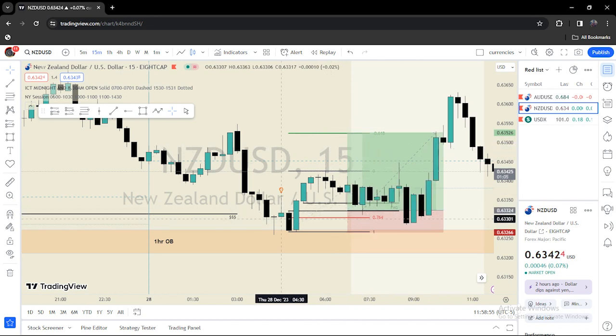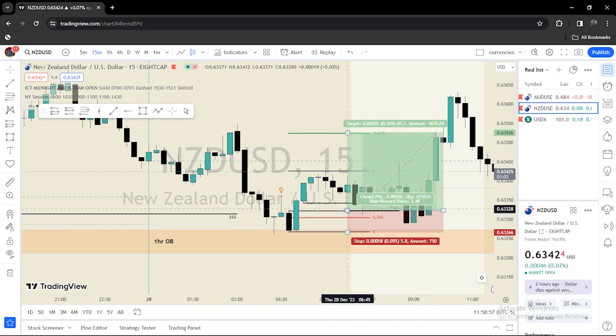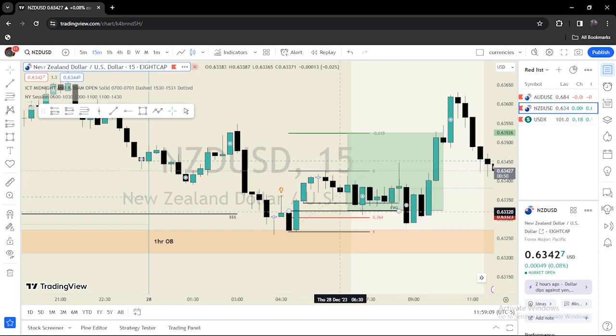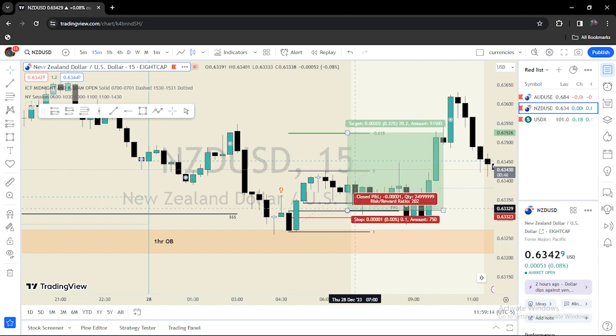But the thing is, when it triggered me, this is my rule. Whenever it goes 1:1, I usually move my stop loss to break even. So it went to 1:1 there, actually 1:2 point something, and then I moved my stop loss to kind of break even above here, then price came and took me out.